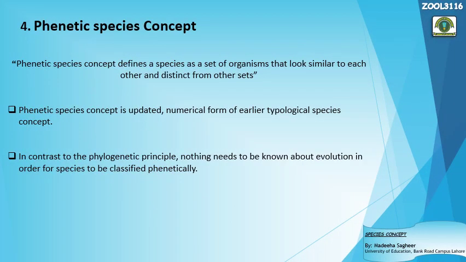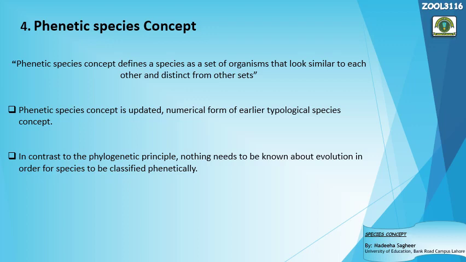Another type of species concept is the phenetic species concept. So far we have discussed, number one, topological species concept, that is also called the morphological essentialistic species concept. Then we talked about the nominalistic species concept. Then we talked about the biological species concept. Now it is the phenetic species concept.